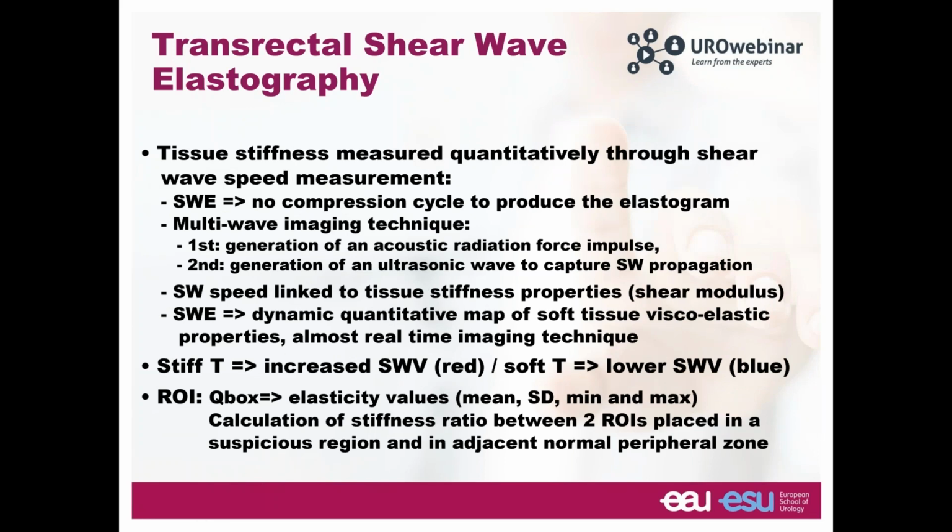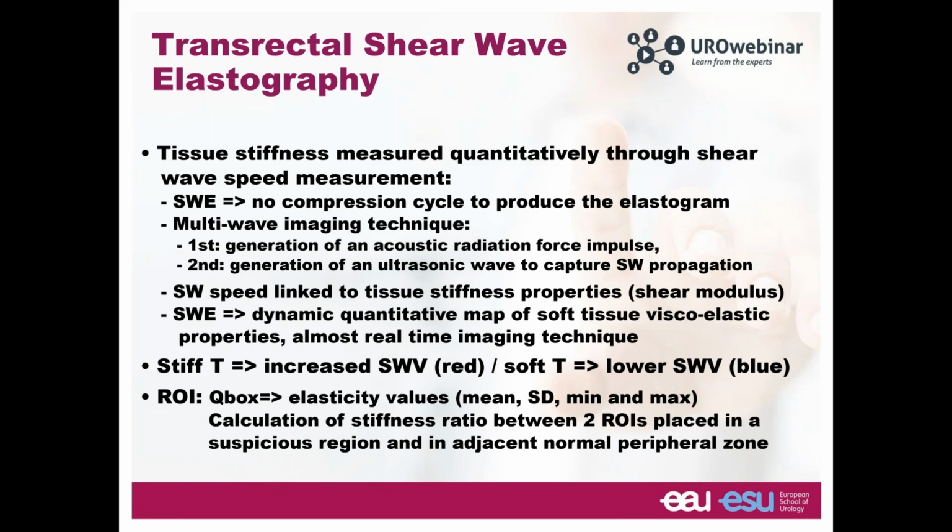Transrectal shear wave elastography is totally different. Because it is not necessary to compress the prostate, it is less operator dependent. So there will be generation of an acoustic radiation force pulse, and then the generation of an ultrasonic wave to capture the shear wave propagation. And we know that the shear wave speed is linked to the tissue stiffness properties. The shear wave speed will increase with the stiffness inside the prostate or inside the nodules.